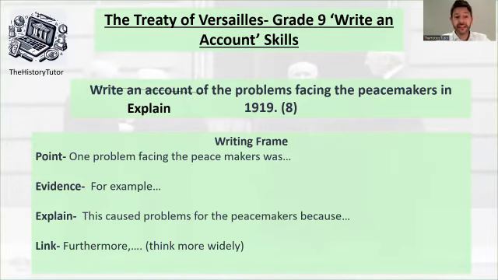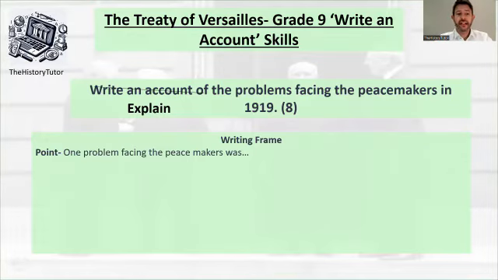Most of our knowledge is going to be in that section. Our evidence is going to be about a sentence. Our explains are going to be one or two sentences with lots of knowledge of impacts. And then we could think about it furthermore and explain a bit more widely if we can. Okay, so let's go through this together then.